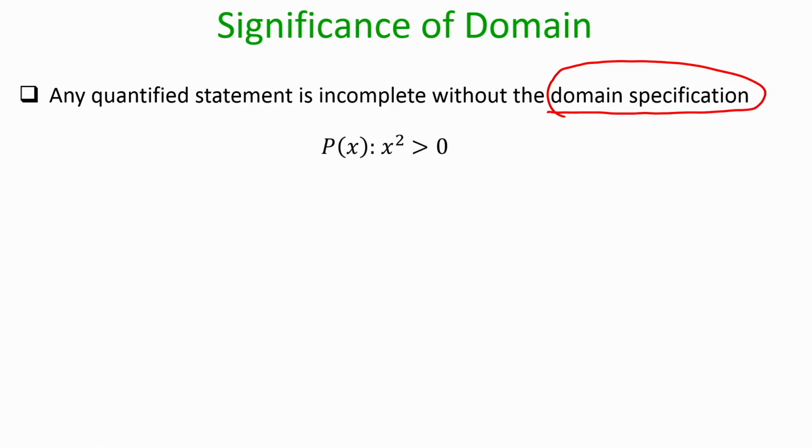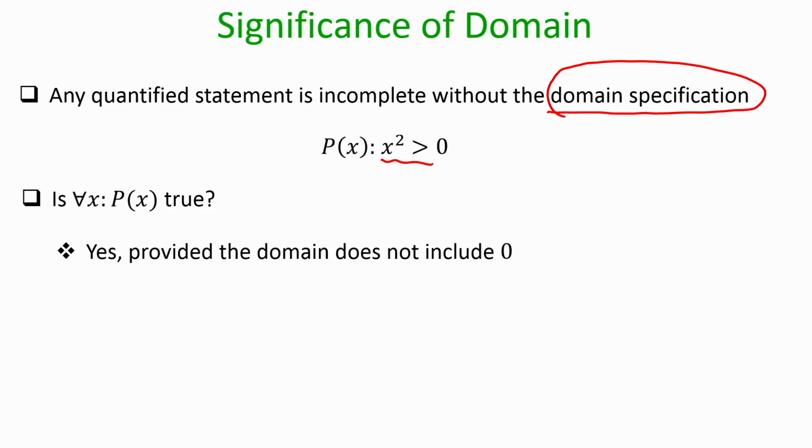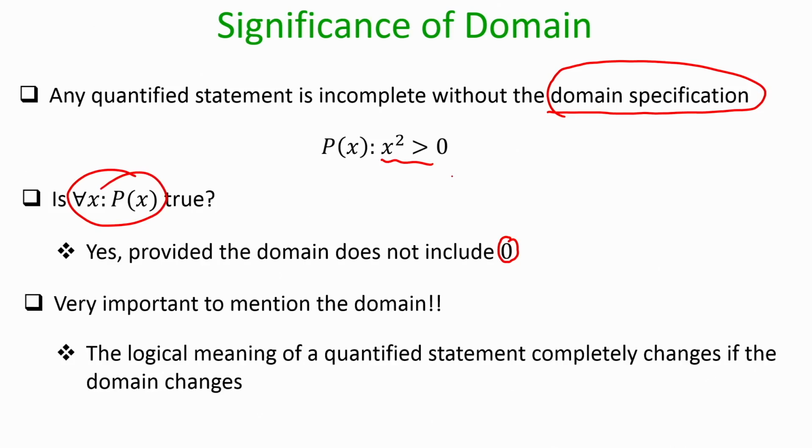Say for instance, I define a predicate P of x which says that x square is greater than 0. This is a predicate function which will be true if x square is greater than 0, and false if x square is not greater than 0. Now, suppose someone asks, is it the case that for all x P of x is true? How do you verify that? Well, it depends upon what exactly is the domain. If the domain does not include 0, that means x can take any value except 0, then yes, this statement for all x P of x is true, because the property P, namely x square greater than 0, will be true for every x except 0.